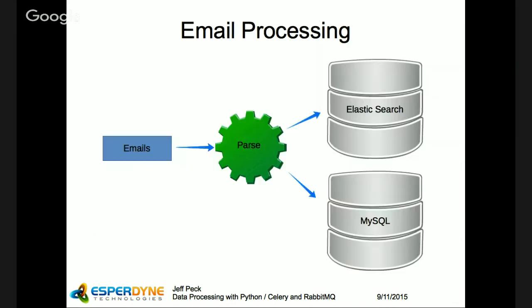It looks a little something like this. You got the emails, they go in, they get parsed, they go there and there, Elasticsearch and MySQL. And that's all we're going to do. It's pretty straightforward. And we're going to see how we can do this from scratch in Celery.